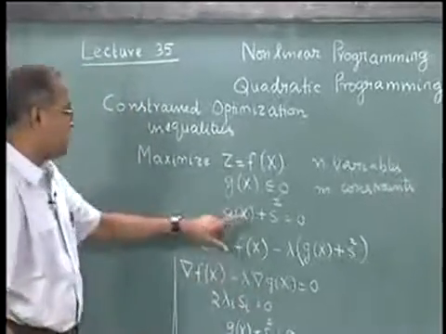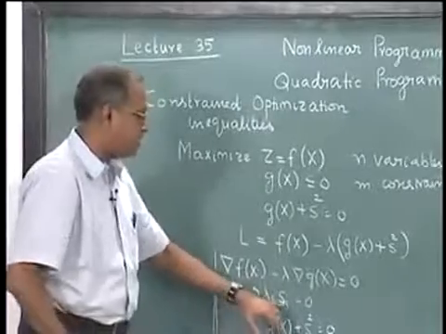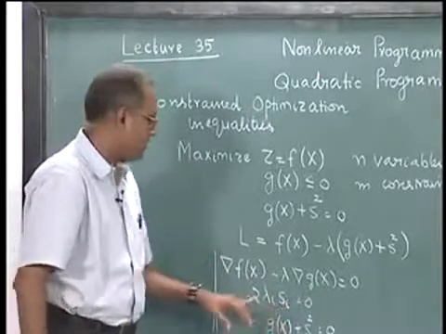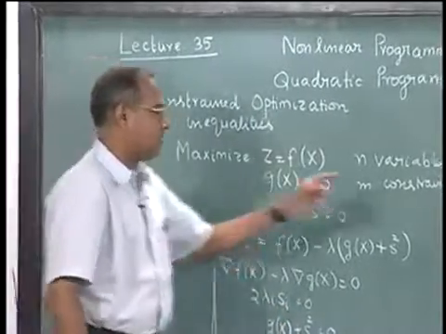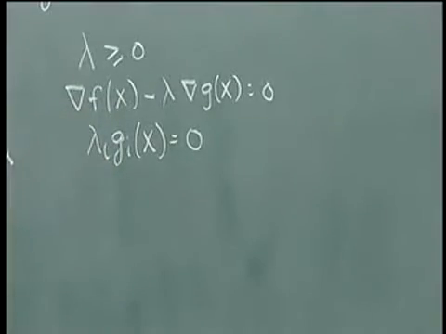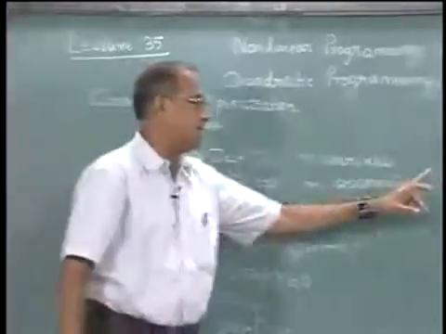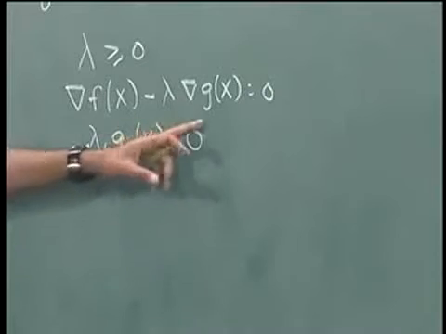Now s is... so this would give us either lambda i equal to 0 or s i equal to 0. So when lambda i equal to 0, we can simply write lambda i g i of x equal to 0. When s is equal to 0, then we get g of x equal to 0. So we can write it as lambda i g i of x equal to 0.